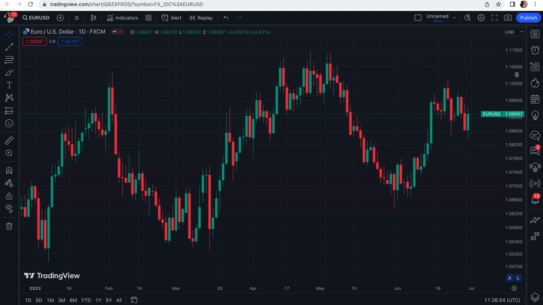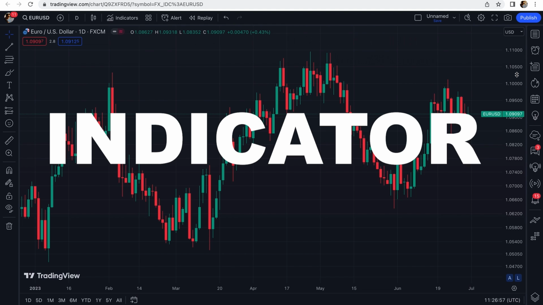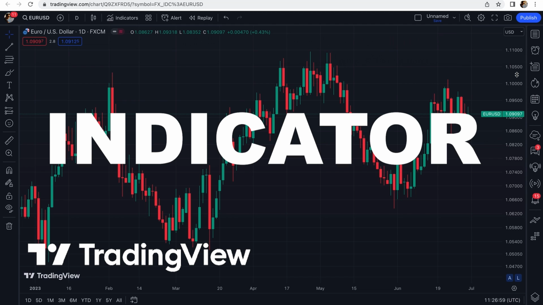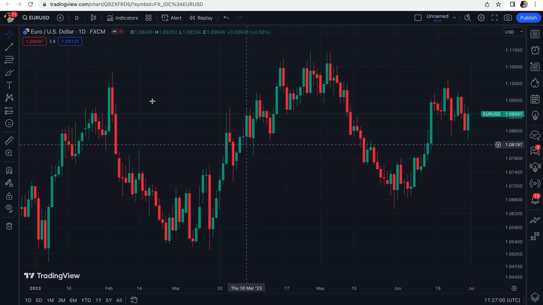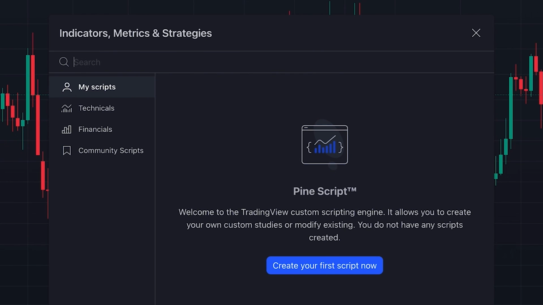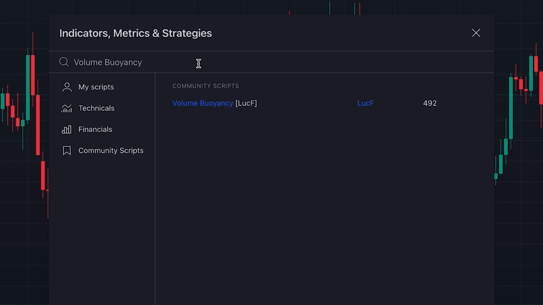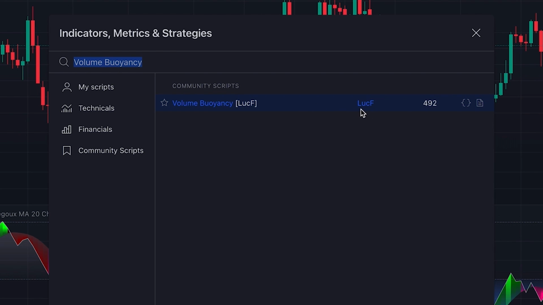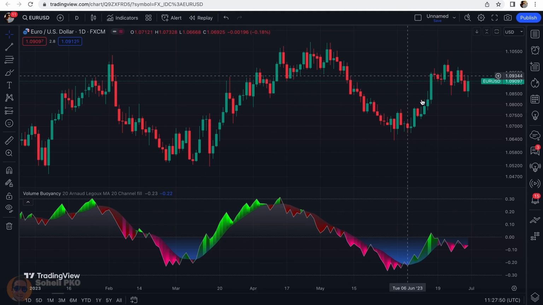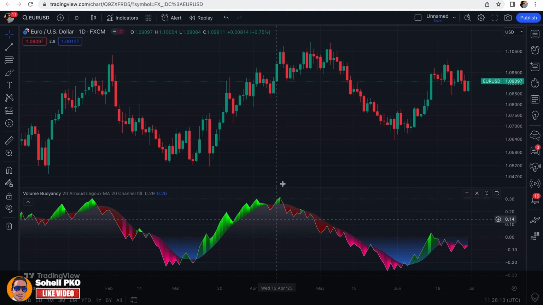In this video, I want to introduce a valuable volume indicator that I found on the TradingView platform. To add this amazing indicator to our chart, here we click on indicators and we search "volume buoyancy". This one, which is written by someone named Loose F. Alright, this is the indicator, and as you can see, it's added here below the chart.